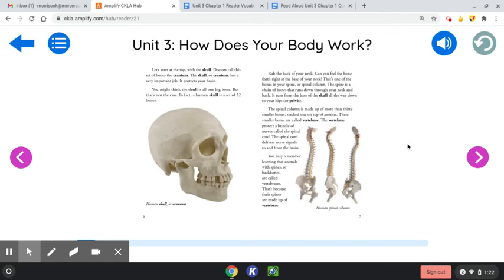And then under the picture, the caption says the human skull or cranium, because remember, the skull is also called the cranium. And then on page 7, we're going to start reading again.